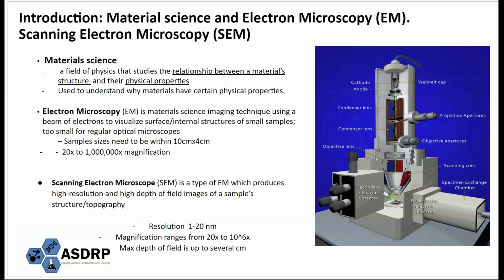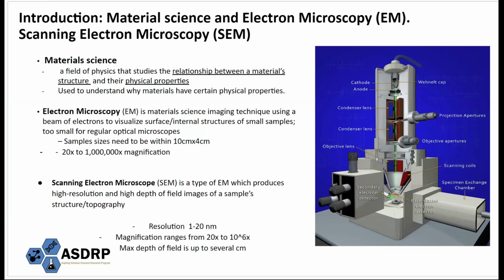To give a brief introduction on our topic, I'll be talking about material science, electron microscopy, and scanning electron microscopy. So first of all, material science is a field of physics that studies the relationship between a material's structure and its physical properties and the behaviors of different substances. It's used to understand why materials have certain physical properties, and it's all about finding out what certain substances are made of, how they're structured on the smallest levels, and how its composition affects its properties.